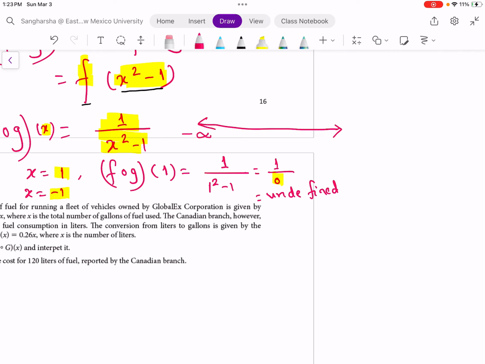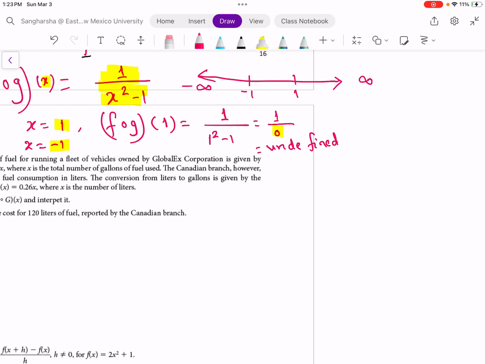We have negative infinity to positive infinity. So our numbers which are not in the domain are negative 1 and positive 1. These two are not in the domain, but every other number is in the domain. So we are excluding these numbers from our domain set. Excluding means we're going to use an open circle at negative 1, and an open circle at positive 1.